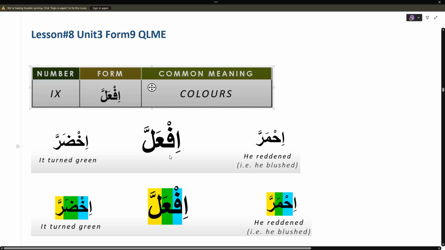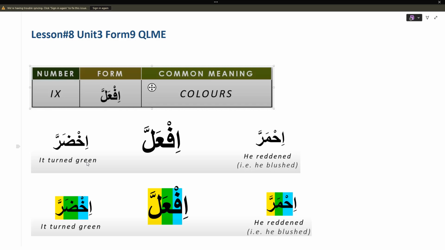So this is built on Form 1 by adding the prefix e to the Form 1 verb, placing a sukoon over its first radical fa, and adding a shadda to the lam last radical. And I'm taking the example for red color, ihmarra, to become or turn red, or he blushed. And ikhdarra, it turned green, because it is for plants or grass that is turning green during spring. And this form is used when we talk about changing the colors.